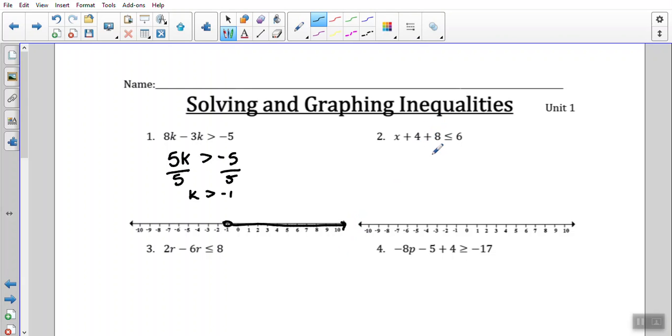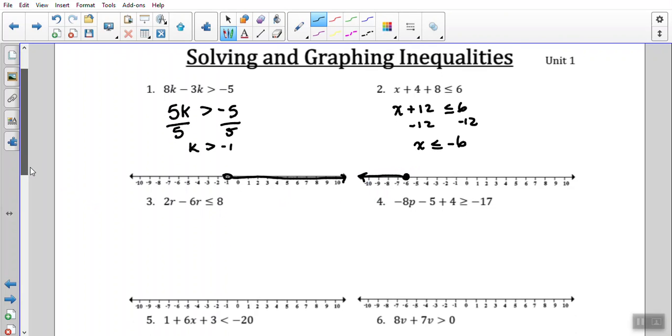Here, no distributing, but combining like terms. X, 4 plus 8 is 12. It's less than 6. And then we've got to get rid of the 12. Subtract 12, subtract 12. X is less than or equal to negative 6. Go to negative 6. Put it here. We need to put a closed circle, and then we shade to the left.